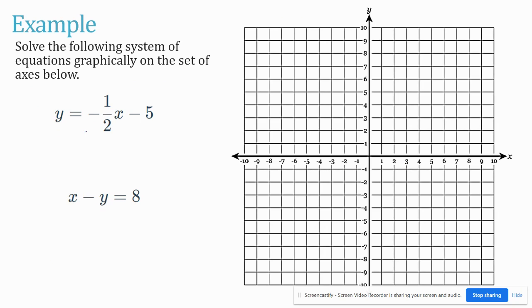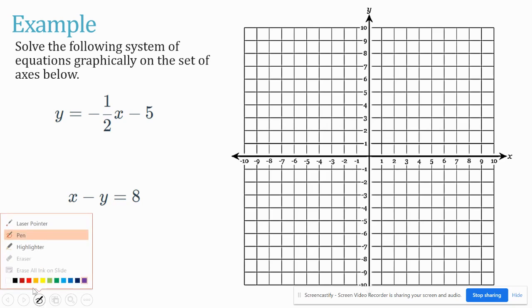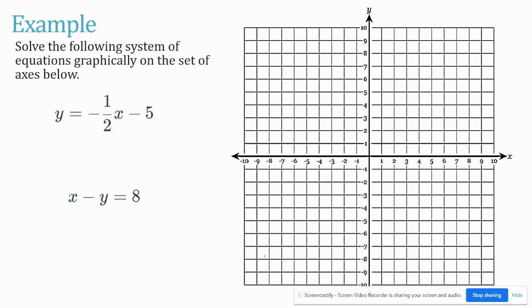All right, so we want to solve this system. This is in slope-intercept form. This is not. We have y equals negative 1/2 x minus 5, and then x minus y equals 8. So let's handle this first. Let's get this in y equals mx plus b form. Okay, so first things first, move your x value over using inverse operations.